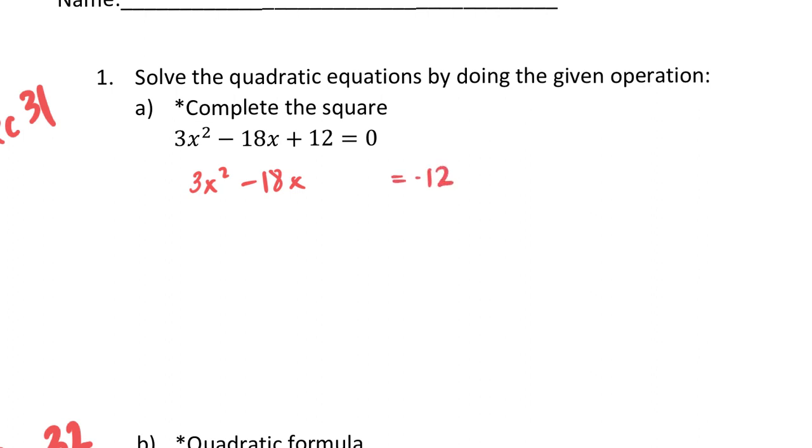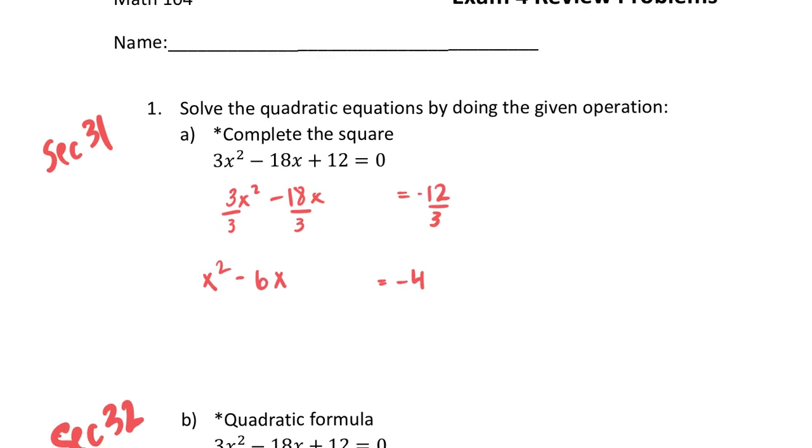And then we want to make sure that the value in front of our x squared is a 1. So since it's a 3, we need to go through and divide every single term by 3. That gives us x squared first, and then 18 divided by 3 is 6x, and negative 12 divided by 3 is negative 4.